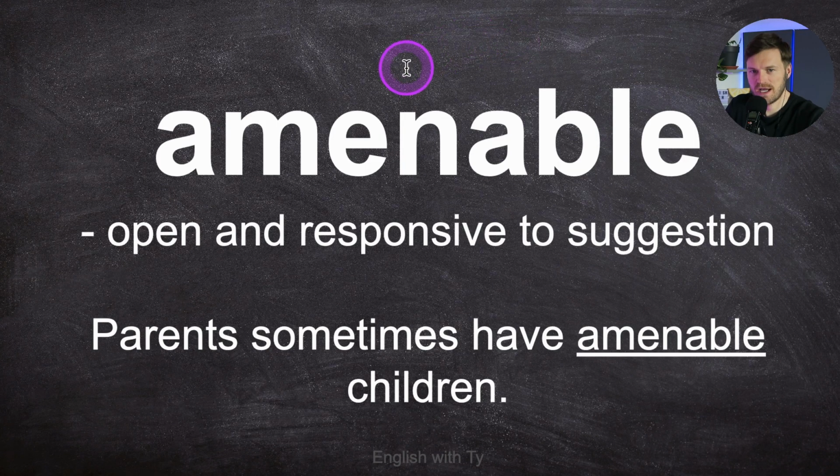So for some reason here, Americans pronounce the E right here quite short, and in British English, this is dragged out. This is elongated. This is pronounced very long, for some reason. Now, whether you learn British English or American English, it's good to know both versions here. Again, amenable means open and responsive to suggestion. Here is a phrase for you. Parents sometimes have amenable children. Now, here is another example for you with amenable.